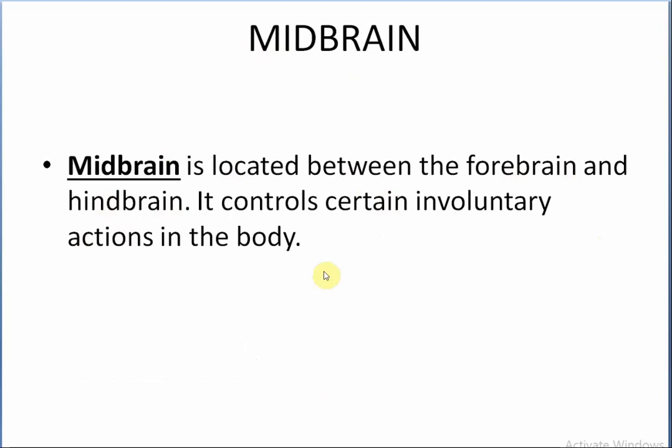What is the meaning of involuntary actions? Actions which are beyond our control are involuntary actions. As an example, the movement of our heart, that is the heartbeat. You cannot control your heartbeat. Next one is the movement, the contraction and relaxation of our chest. This is also an involuntary action. So this involuntary action is associated with the midbrain. The midbrain looks into all these involuntary actions happening in our body.